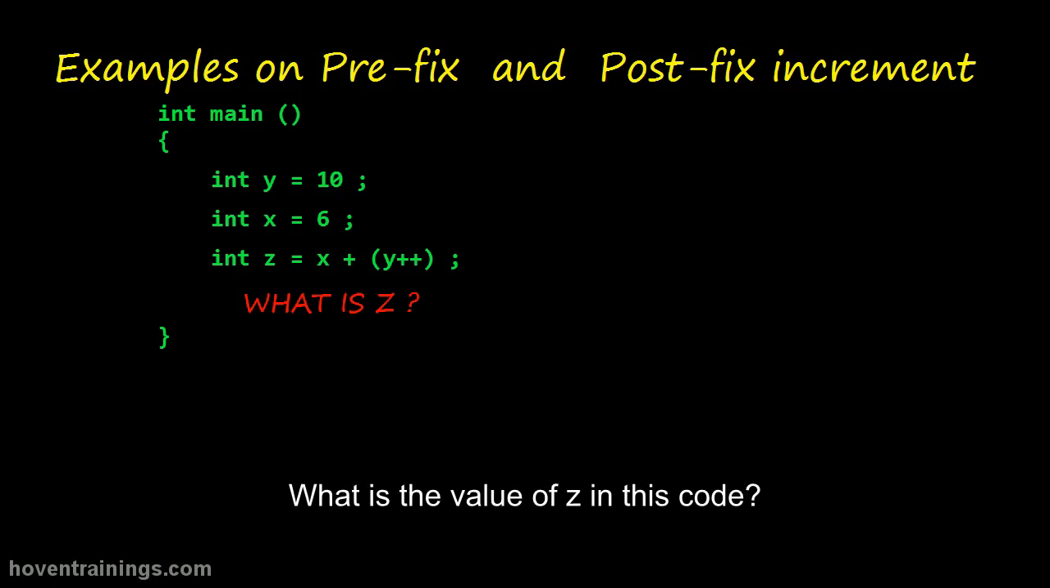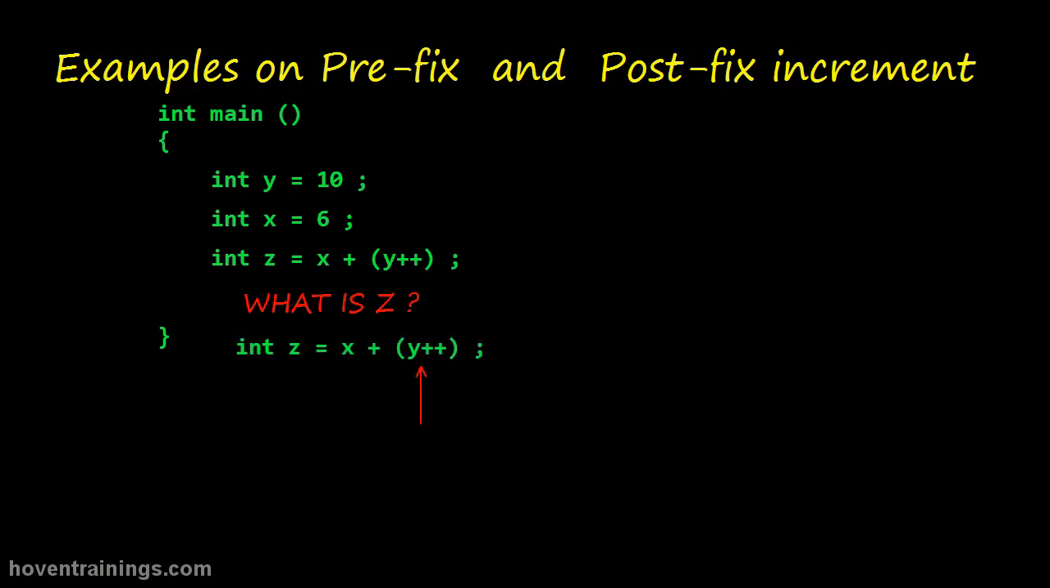What is the value of z in this code? Y will appear as 10 first. And 10 added to x gives 16. So the output would be 16.